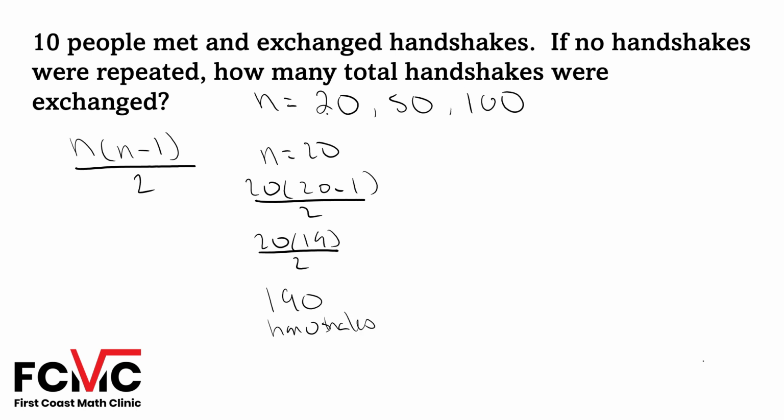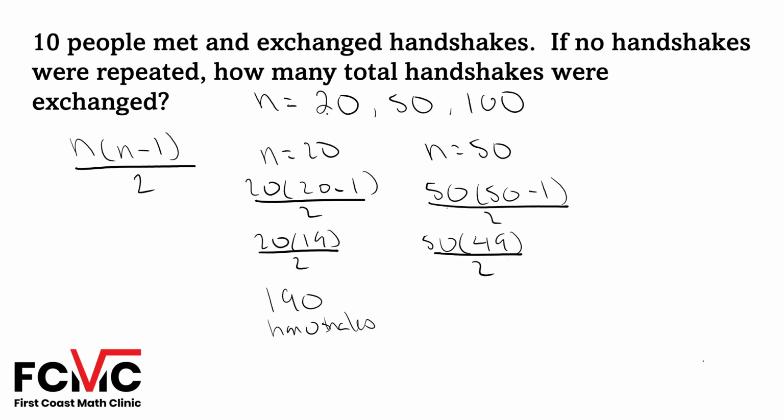For 20 people. Now, what about 50 people? So we're going to have 50 times 50 minus 1 over 2. 50 times 49 divided by 2. We multiply 50 times 49, then divide by 2, and we're going to get 1,225 handshakes.